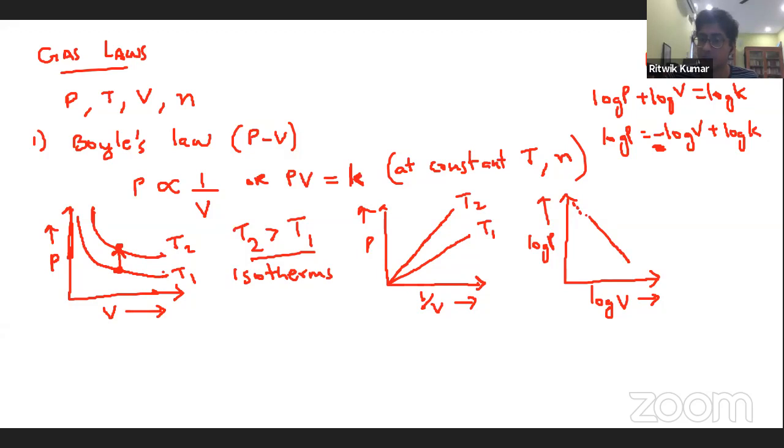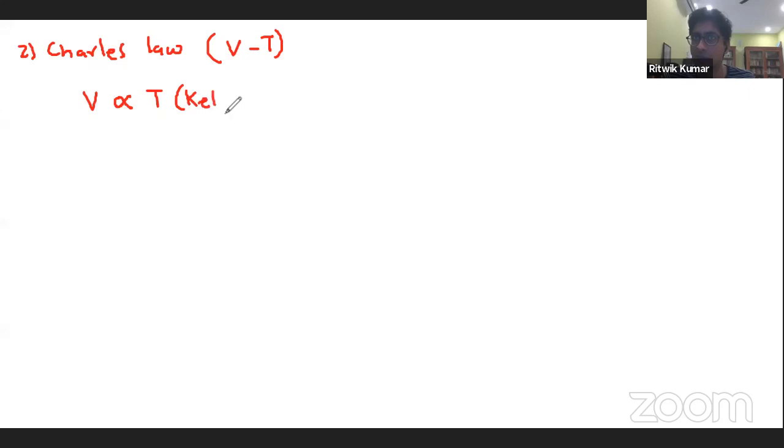This is Boyle's law. Similarly, for the other laws, you can make the same type of curves if possible, depending on the relation. Next, we look at Charles' law, which is a law pertaining to volume and temperature. Volume is proportional to temperature taken in Kelvin. Okay, we are taking temperature in Kelvin, not degrees Celsius. Remember.